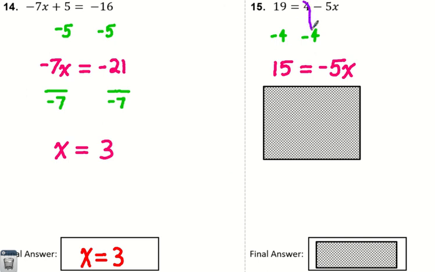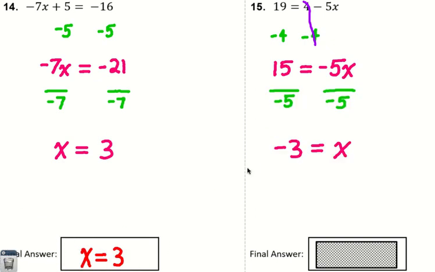And so this will cancel out the 4 from over there. 19 minus 4 is 15, and what's left over on the right side is a negative 5x. So the negative is still here, and now to get x fully by itself we divide both sides by negative 5, and over here 15 divided by negative 5 is negative 3, and x is alone.